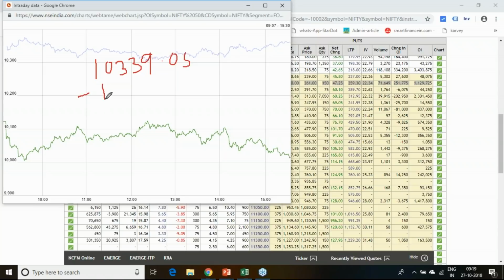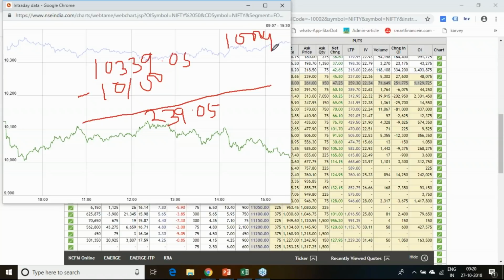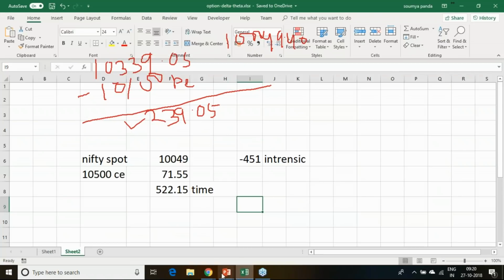And what is the strike? Strike is 10,100. So the difference is 239 points, 0.05. So this says when the Nifty was trading at 10,049.4 Nifty spot, at that time the 10,100 put option was trading at 239 rupees and 05 paisa. So put these things in the Excel sheet.